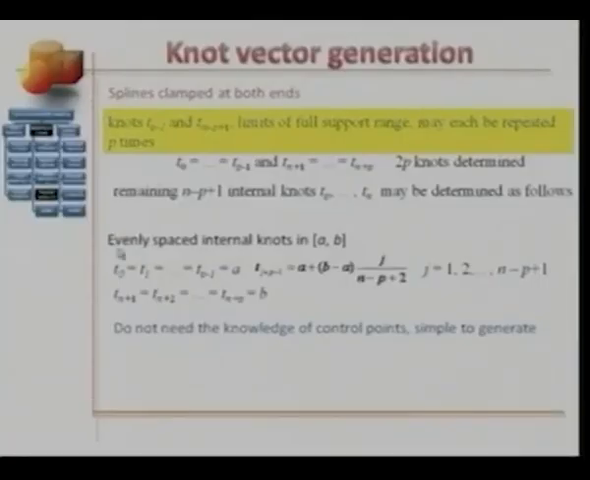Now realize that this scheme here did not use the knowledge of the position of control points, and it was relatively simple for us to generate the intermediate knots within the interval AB. Now if we need to use parameterization schemes like the chord length parameterization or the centripetal parameterization, we will have to modify the scheme a little bit.